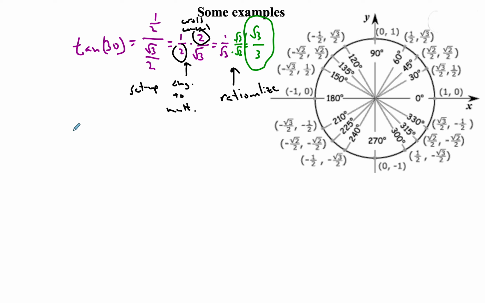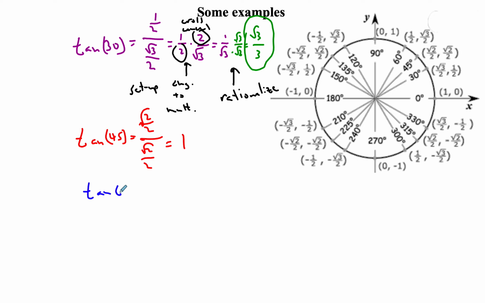However, there are only certain values that you're going to see. So let's run through this. What would be the tangent of 45 degrees? Well, it would be the y, square root of 2 over 2, divided by the x, square root of 2 over 2. These two numbers are the same. So what is a number divided by itself? 1.